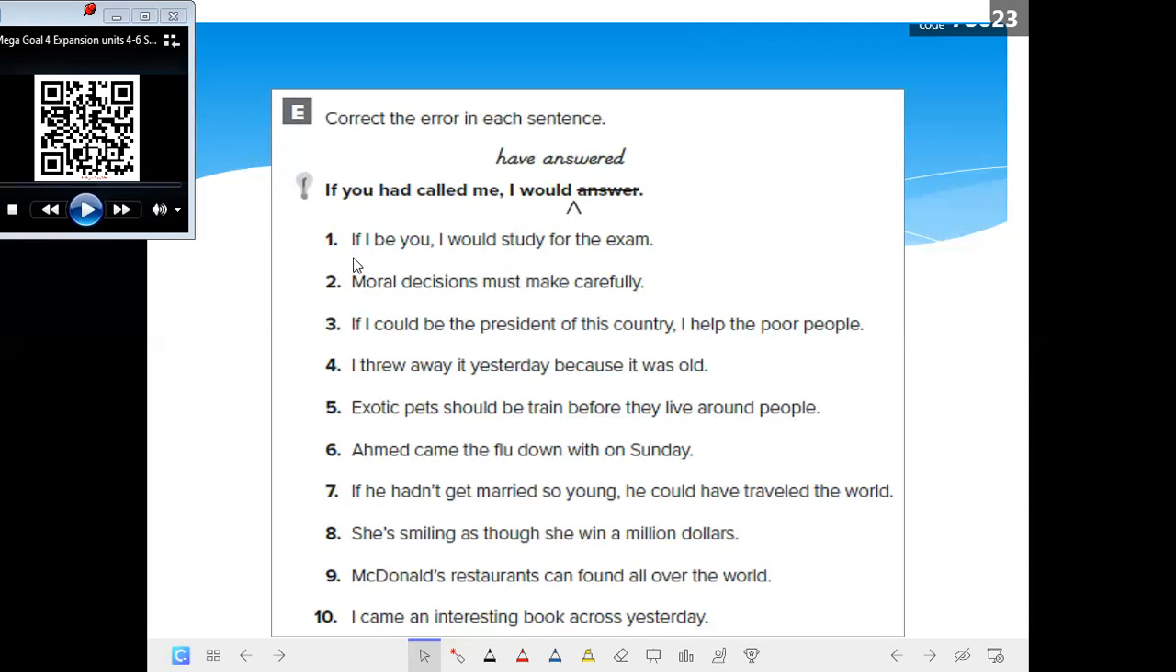طيب now I want a student to read number 1 and correct the mistake. واحد يقرأ كده الأولى رقم 1 ويقول لي الخطأ أو يصحح لي الخطأ. لو في أحد غير ليث أوكي، مفيش يبقى خلاص ليث اتفضل. اتفضل يا ليث. حاضر مساء. Number 1. تمام. If you be you, I would study for the exam.